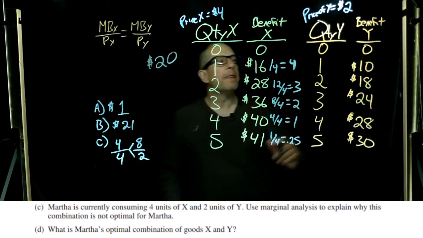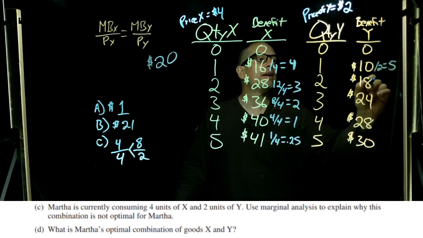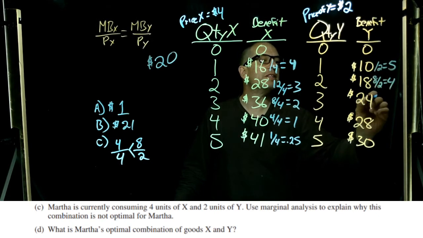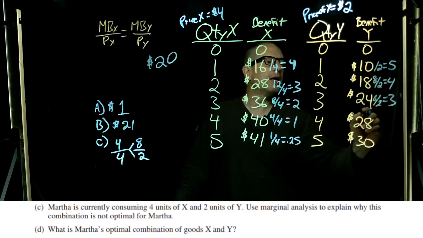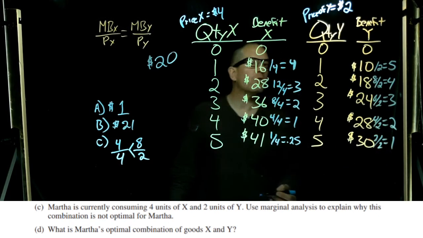Let's look at 10 over here. So good Y at 10 at $2, 10 divided by 2 gives us 5. The marginal benefit would be 8 here, divided by 2 would give us 4. The next amount would be 6 divided by 2 would give us marginal benefit per dollar of 3. Next marginal benefit would be 4 divided by 2. The marginal benefit per dollar would be 2 here, and then the amount would be 2 divided by 2. Marginal benefit gives us 1.